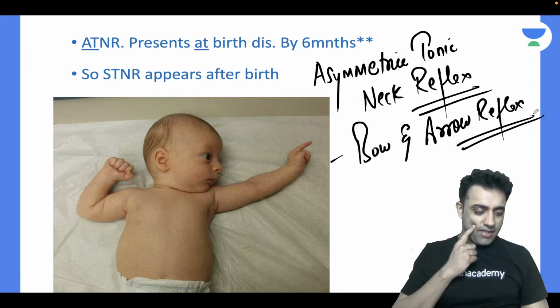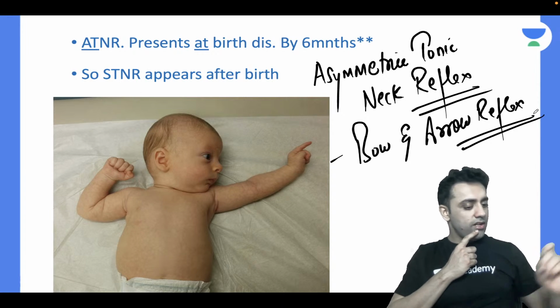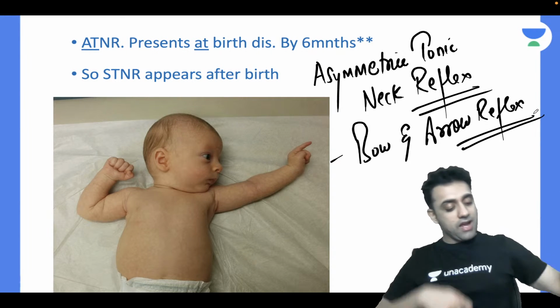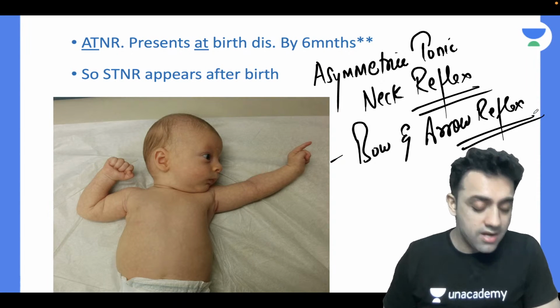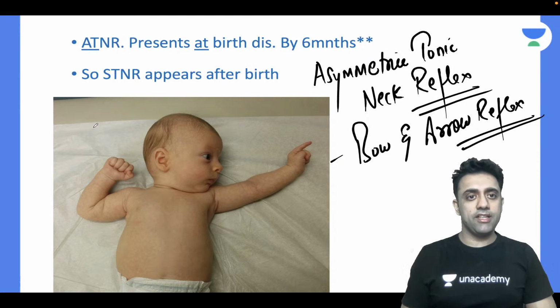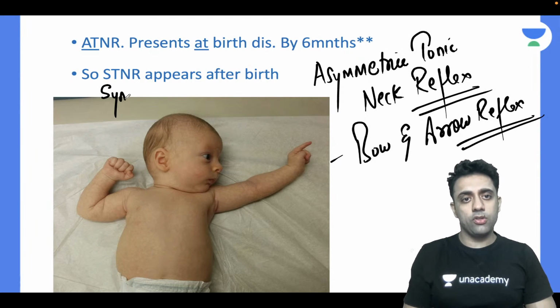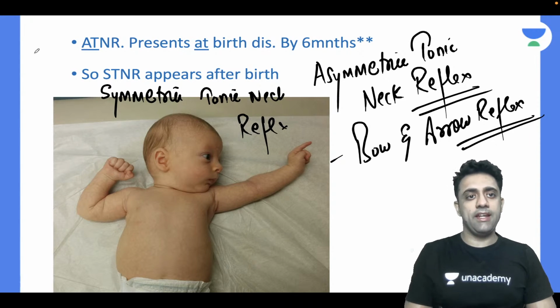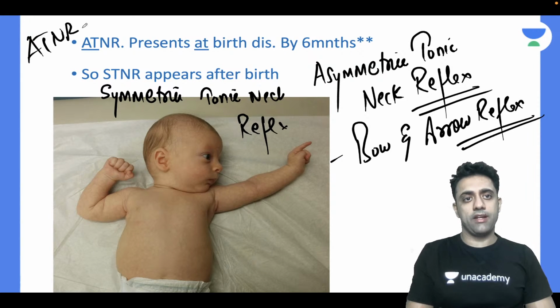If I turn the baby's head to one side, one part will extend and one part will flex. That is known as the bow and arrow reflex, known as ATNR. And remember, there is something known as the symmetric tonic neck reflex, and something known as ATNR, the asymmetric tonic neck reflex.